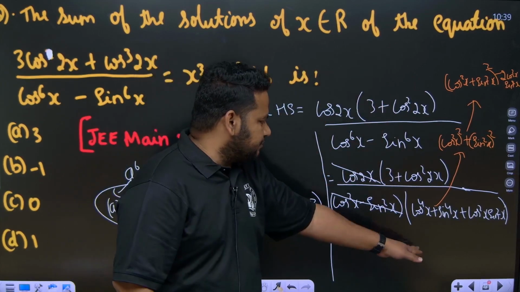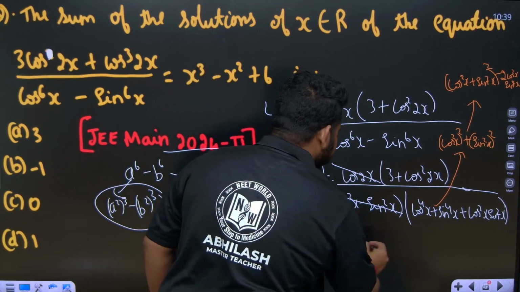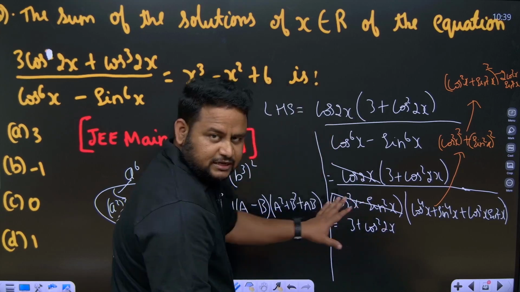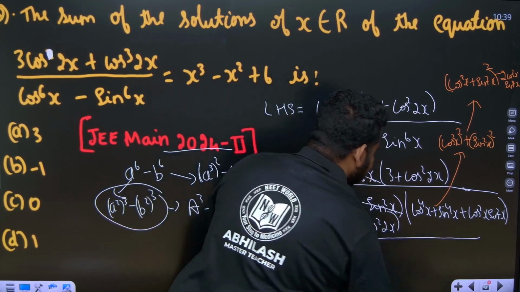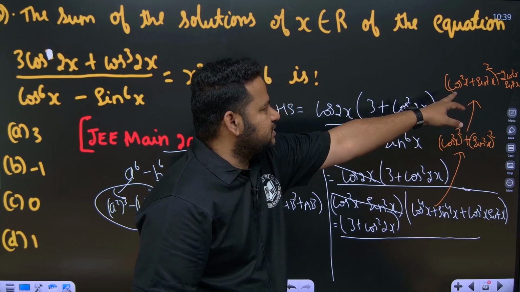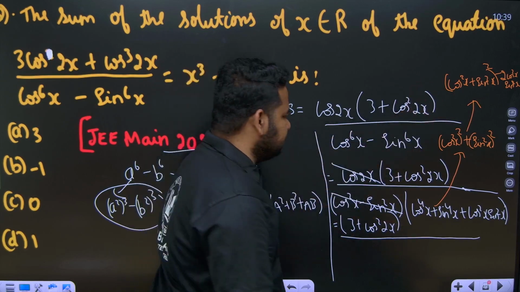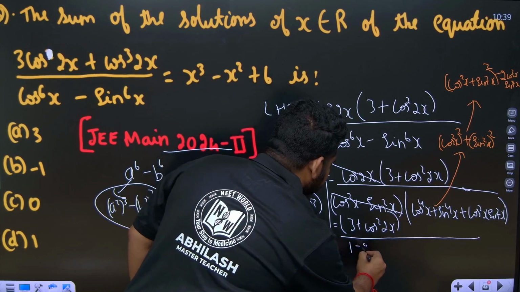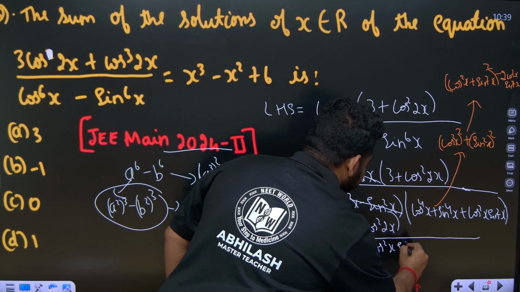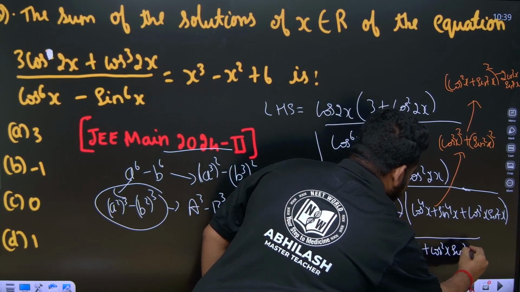So if I substitute here, what will happen, this will become 3 plus cos square 2x. Let us keep it as it is, numerator. Denominator will become cos power 4x plus sin power 4x, which is cos square x plus sin square x whole square, and cos square x plus sin square x is nothing but 1, so 1 square is 1 itself. So I can write this as 1 minus 2 cos square x sin square x plus cos square x sin square x.